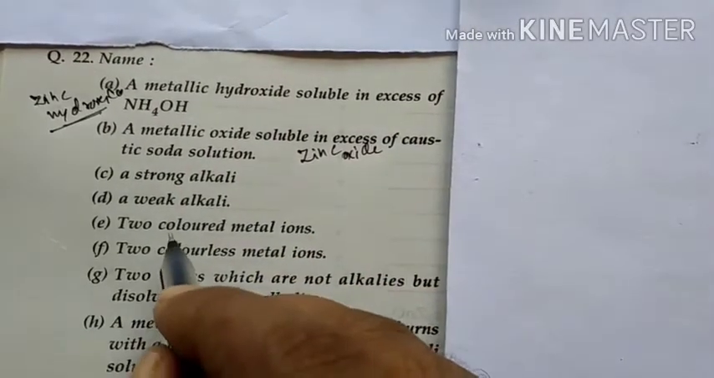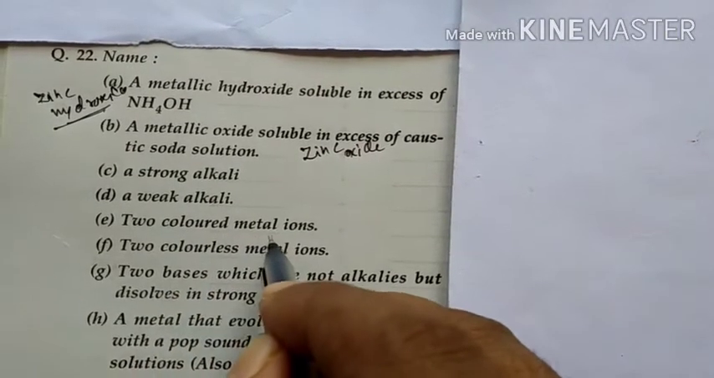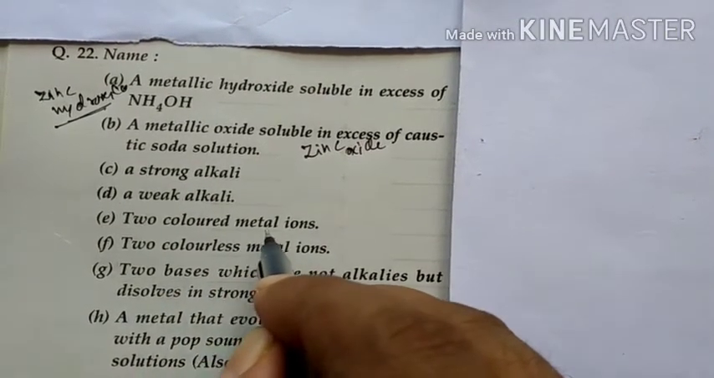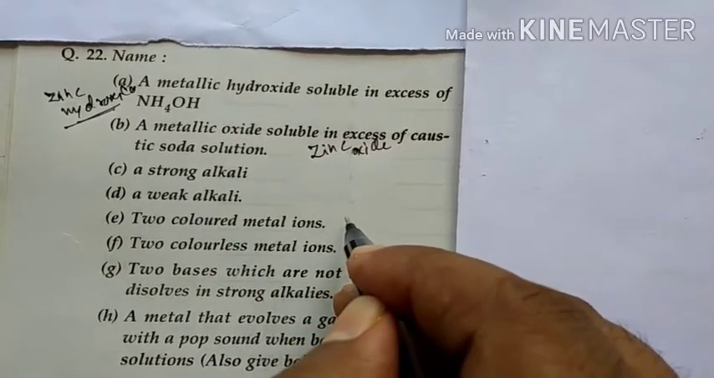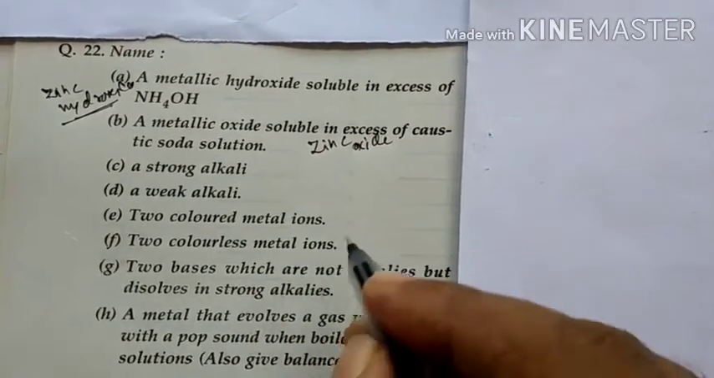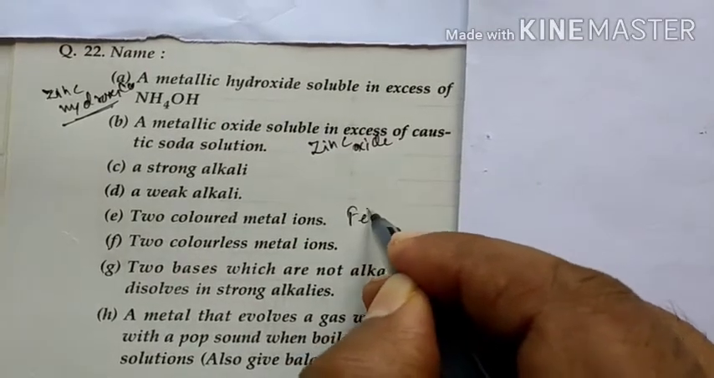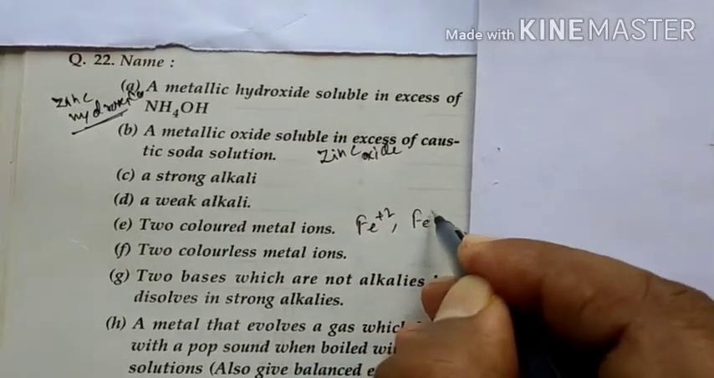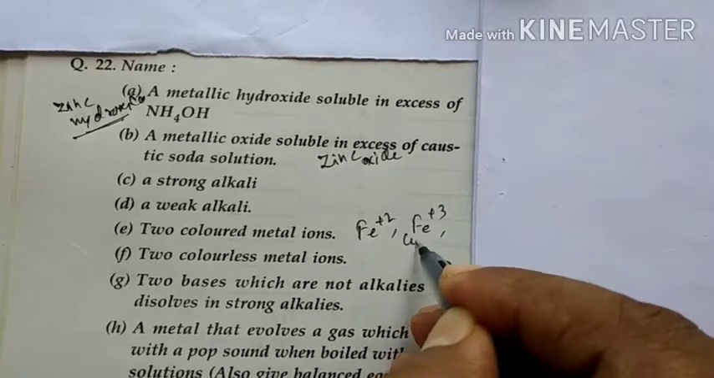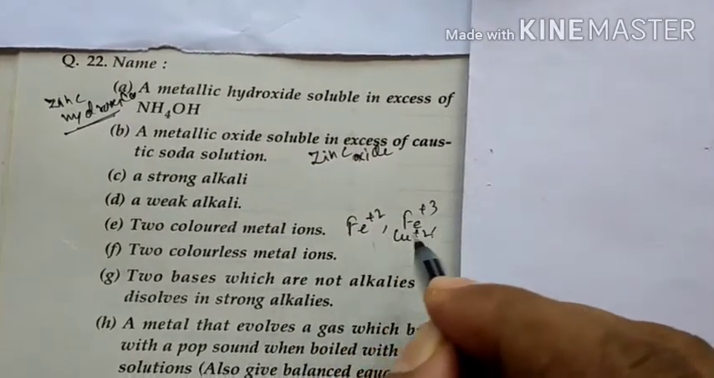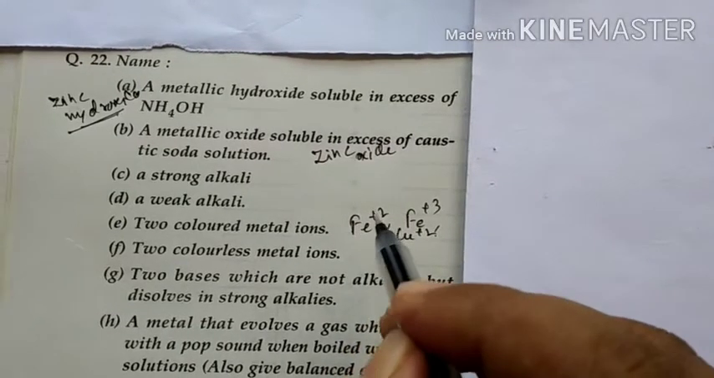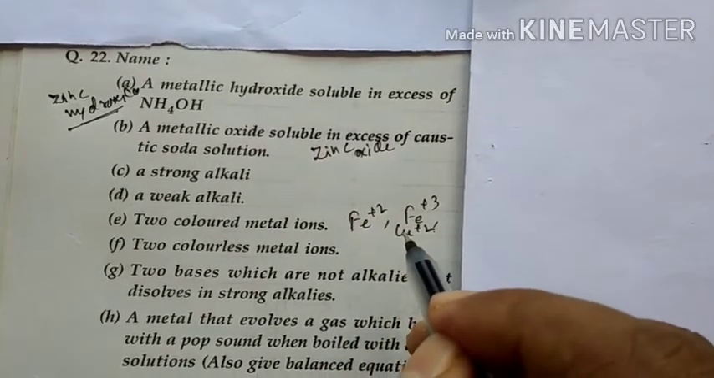Two colored metal ions. So you can write ferrous ion, ferric ion, or cupric ion. So it should be ferrous, ferric, and Cu2+ also. So you can write this. Write the names, don't write the formulas, I am mentioning it to you. Ferrous, ferric, and cupric.